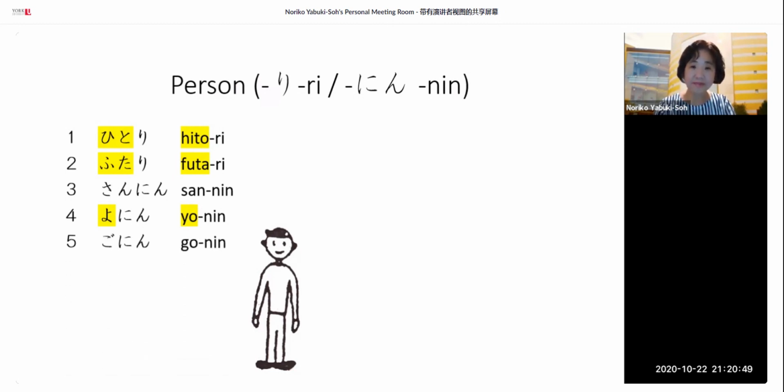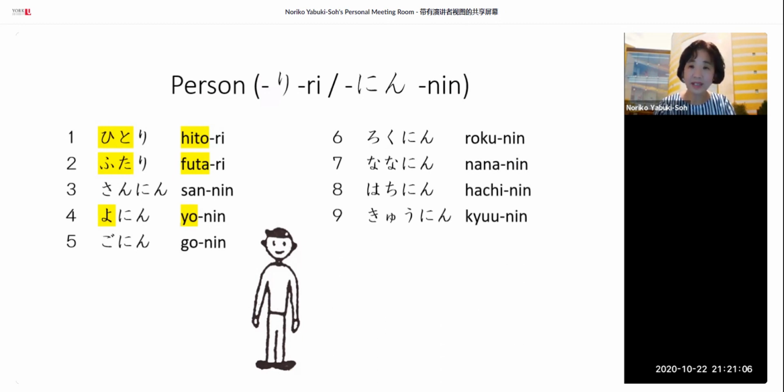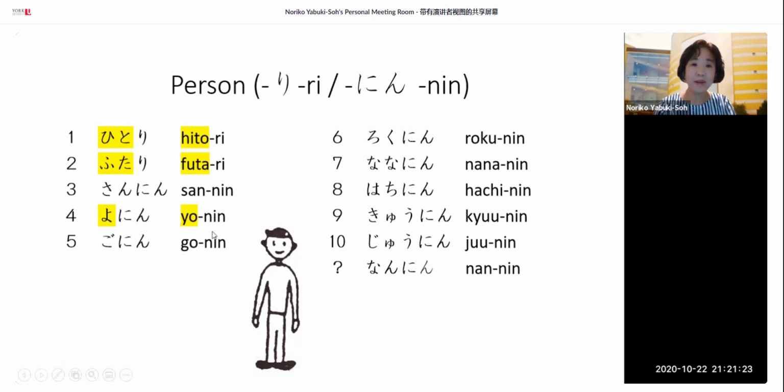And 5人, 6人, 7人. We tend to use nana instead of shichi because it's easier to say nana-nin. And 8人, 9人. And we tend to choose kyuu instead of ku, as ku-nin is a 2 syllable word. And 10人. And for how many? 何人. And so the yellow parts are like irregular counters, irregular numbers.